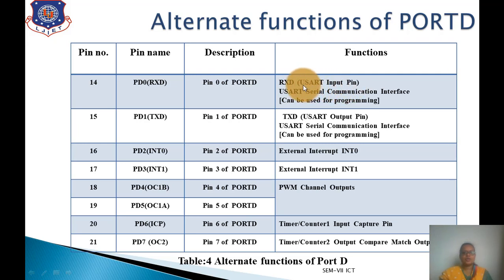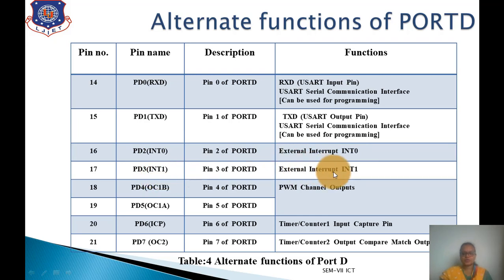USART stands for universal synchronous or asynchronous receiver and transmitter. Both receiving and transmitting can be done with only this one mode, USART mode, in synchronous as well as asynchronous form. So PD0 is for receiving data by the controller, and PD1 for transmitting data. Whenever data is transmitted from the controller to any peripheral, we will use the TXD pin for serial communication. Then PD2 for INT0, that is external interrupt 0, and PD3 INT1, that is external interrupt 1.